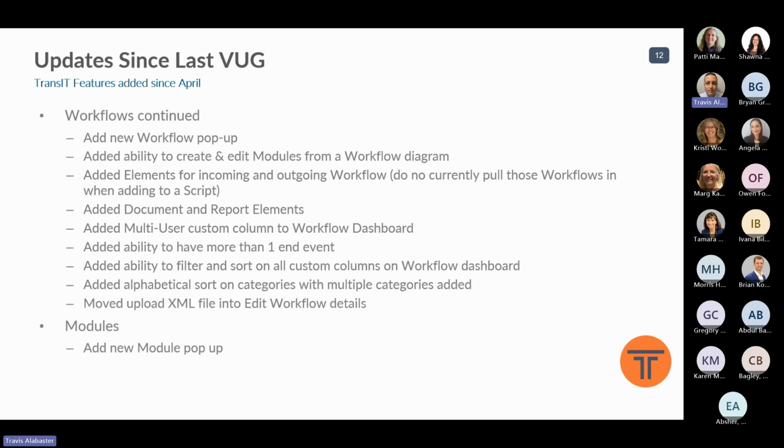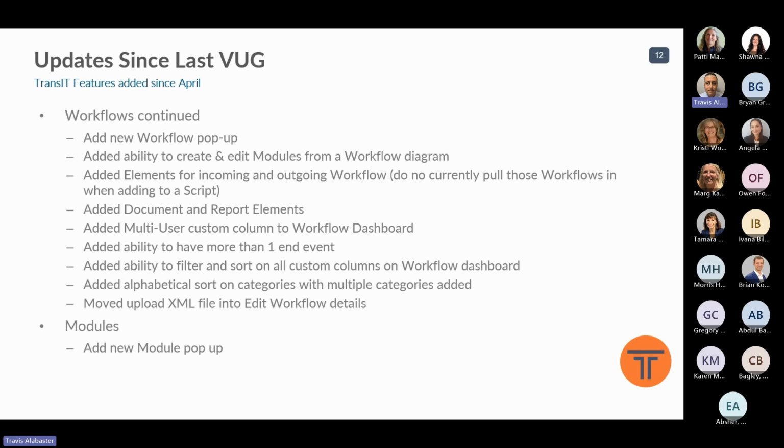We added elements for incoming and outgoing workflows, so they can replace your start and end events. We also added icons for documents and reports. So they are just placeholders now. I believe that there's more functionality coming for those two elements inside your workflow diagram.